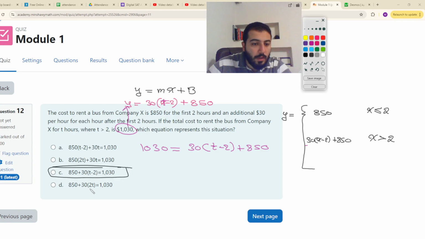This one is wrong. It is not 2t. The 2t is not multiplied by 850, and the t minus 2 is not multiplied by 850.